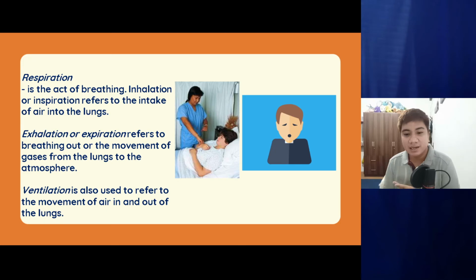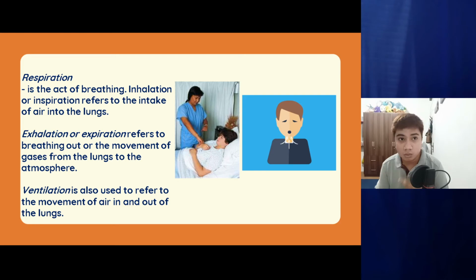excrete or let out our air, that is your exhalation or your expiration. So the process of inhaling and exhaling, letting our air out and in, that is now your ventilation. So we check if the breathing or the ventilation is effective. Okay, the ventilating.